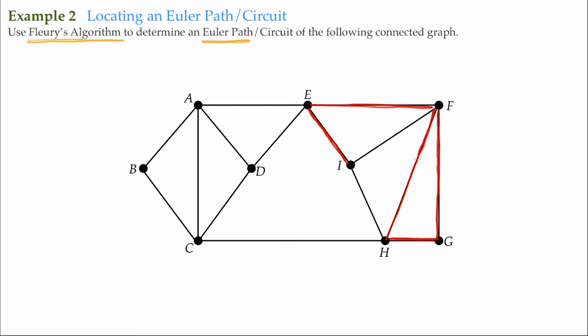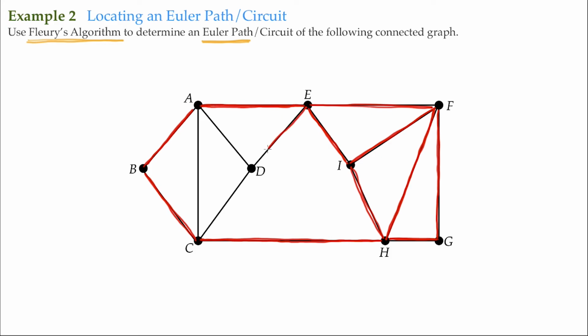So here's 5, 6, 7. Come across here to C, 8. I'm not necessarily going to go this way, because I'm going to try to avoid this as much as I can. So how about if we go this way? Here's 9, 10, 11.